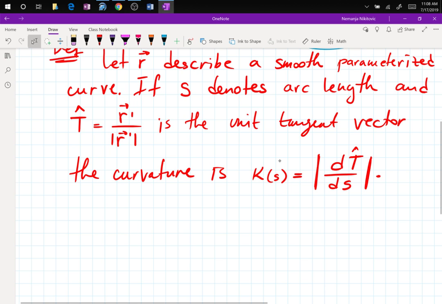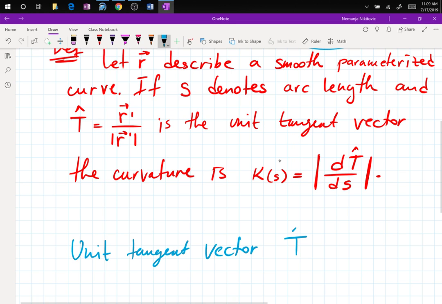Now then, s is the arc length. Well, the arc length is the length of the arc on the curved line, so we understand what that is. And here we are talking now about this unit vector, the unit tangent vector T. You will be sick of this one because it's everywhere in calculations.